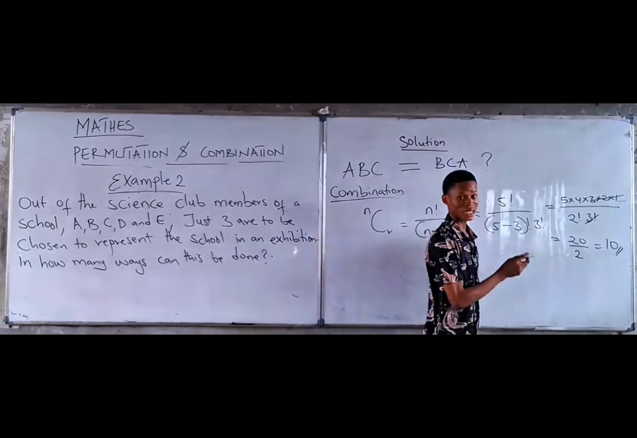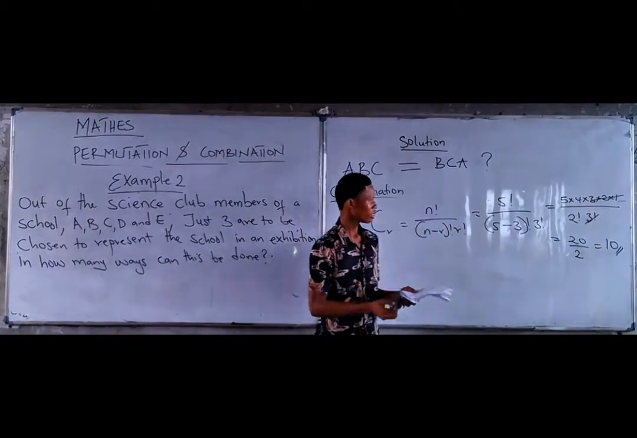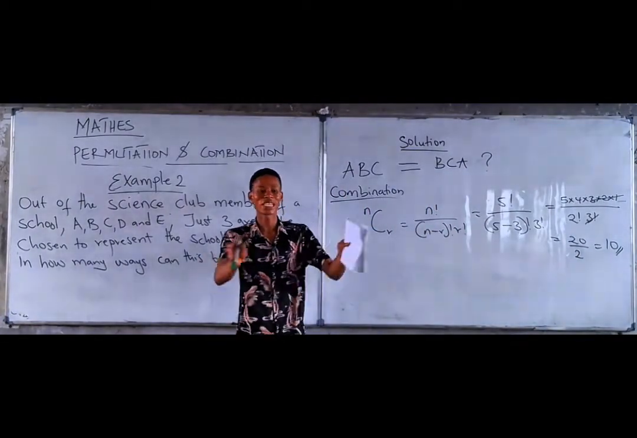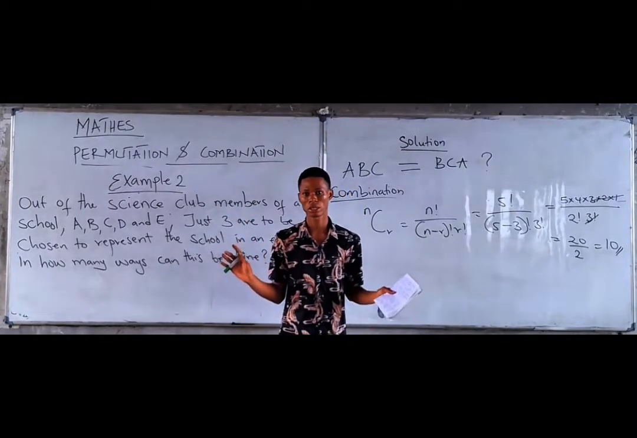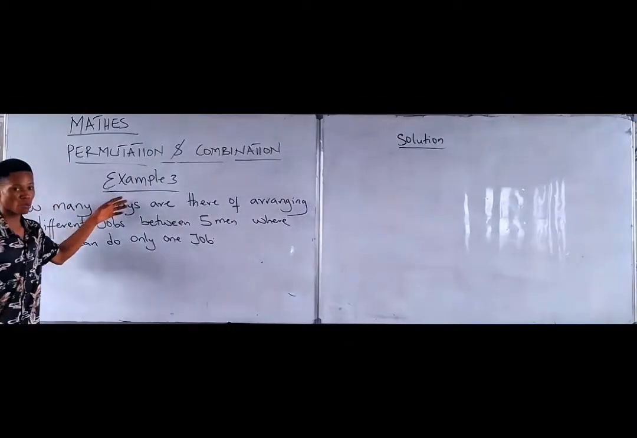Alright, so the answer there is 10. A case of combination. So you can select them in 10 ways. Do you understand?